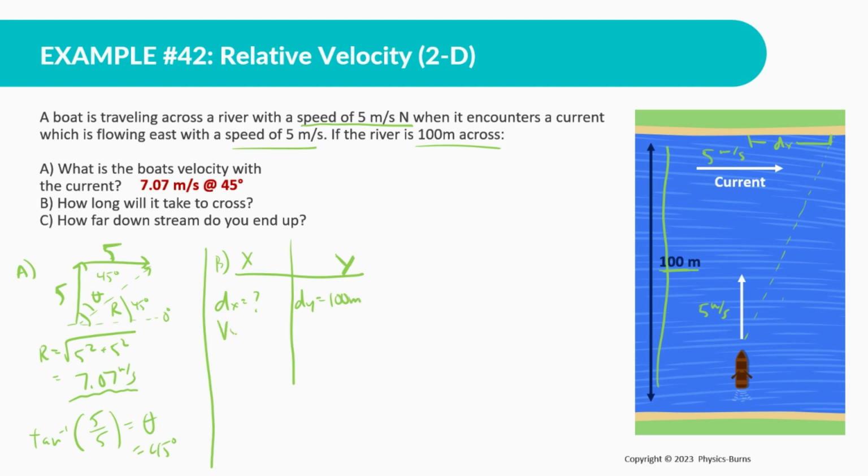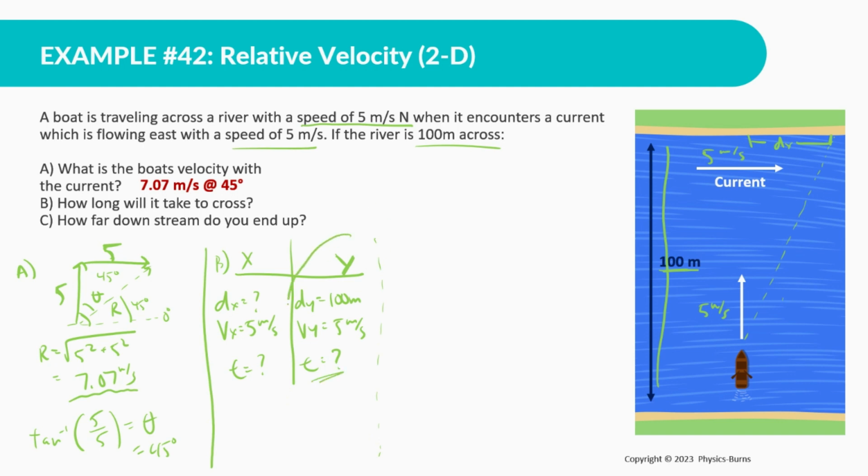We do know that the velocity in the x direction as it's traveling is going to be 5 meters per second thanks to the current. And velocity in the y direction is going to be 5 meters per second thanks to the engine in the boat. We don't know the time, but we do know it's the same on both sides because time doesn't have direction. So now we can use this to figure out time, how long will it take to cross.